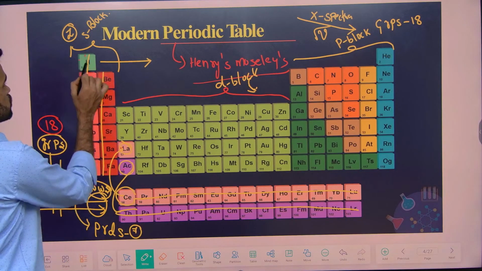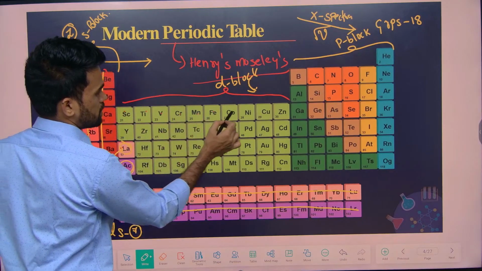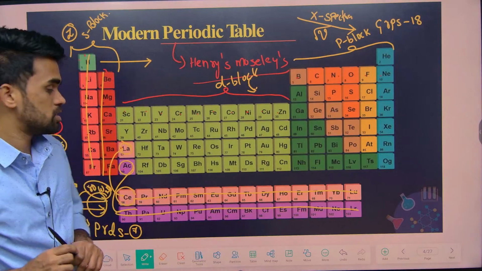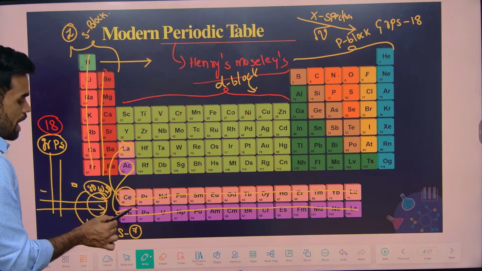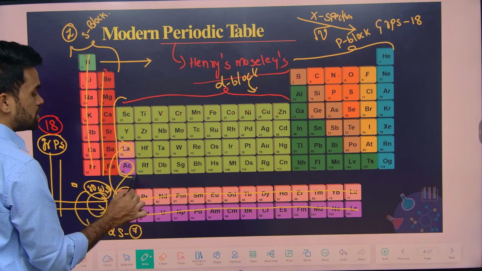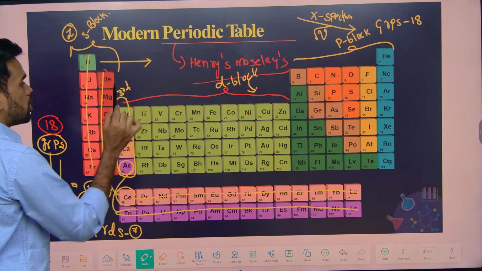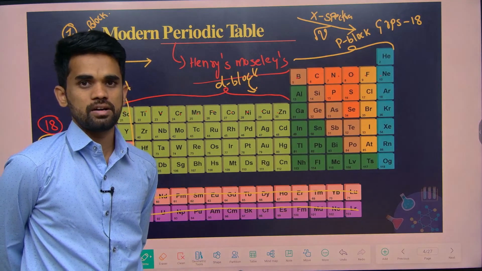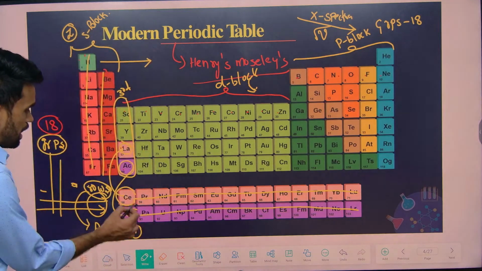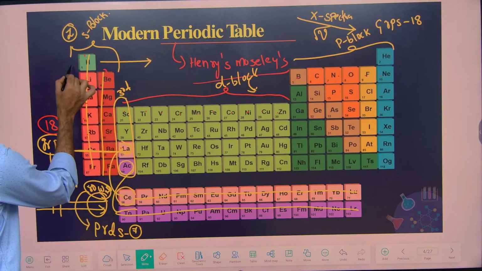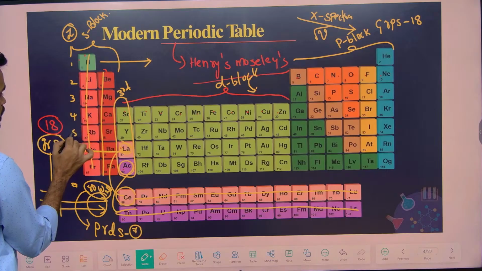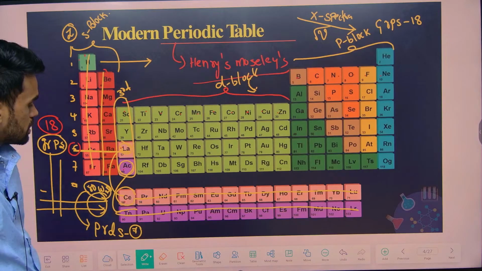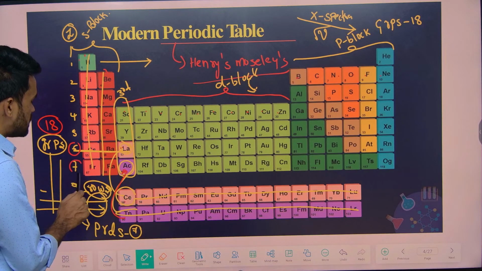Now this is the first group, second group, third, fourth, fifth, sixth, 7, 8, 9, 10, 11, 12, 13, 14, 15, 16, 17, 18. Like that you can mention the group numbers. Now tell me, all lanthanides and actinides belong to which group? They are third group elements. Remember this. And they will also ask which period these elements belong to. See, lanthanides belong here, so you can number 1, 2, 3, 4, 5, 6, 7. So all lanthanides belong to the 6th period. Similarly, all actinides belong to the 7th period.